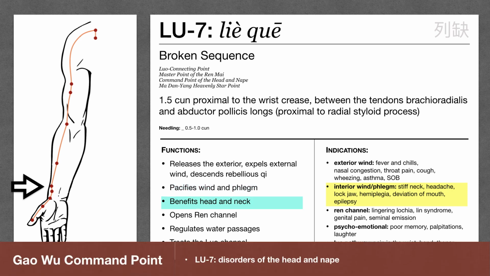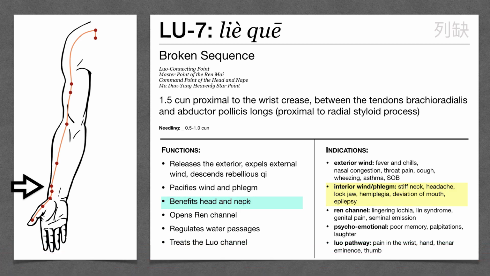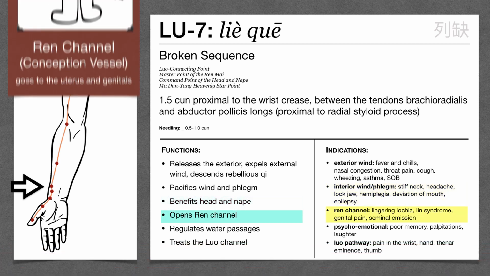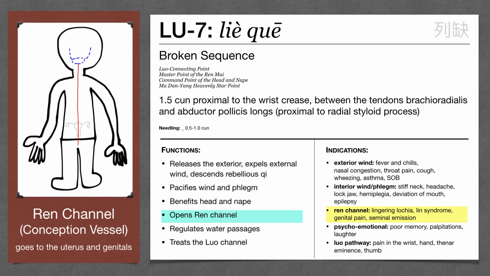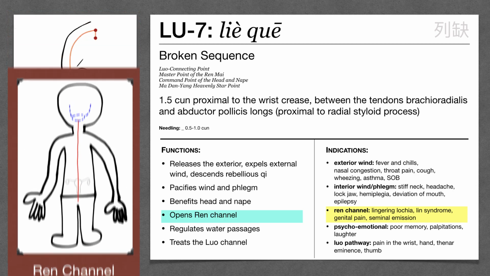It's also the Gao Wu command point for the head and nape, because it treats headache and neck disorders. Lung 7 is also the master point of the Ren channel. The Ren channel, or conception vessel, is one of the 8 extraordinary meridians. It runs up the anterior midline, and it connects to the uterus and the genitals. So that's why we see lung 7 treating conditions like uterine problems and genital problems.